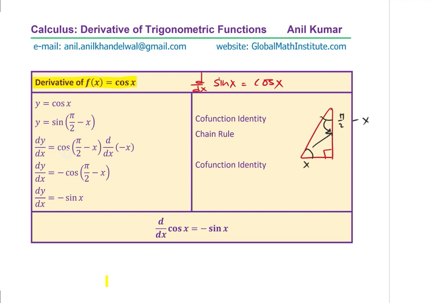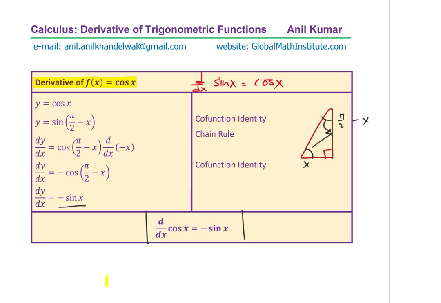Now we can apply the derivative rules. Find the derivative. So dy dx is dy dx of sine of pi by 2 minus x, which is cos of pi by 2 minus x times the derivative of the inside function. That is the chain rule. And the derivative of the inside function, pi by 2 minus x, is minus 1. And therefore, we get minus 1 times cos of pi by 2 minus x. Now, cos of pi by 2 minus x is sine x. And therefore, we get our result, which is the derivative of cos x is minus sine x.